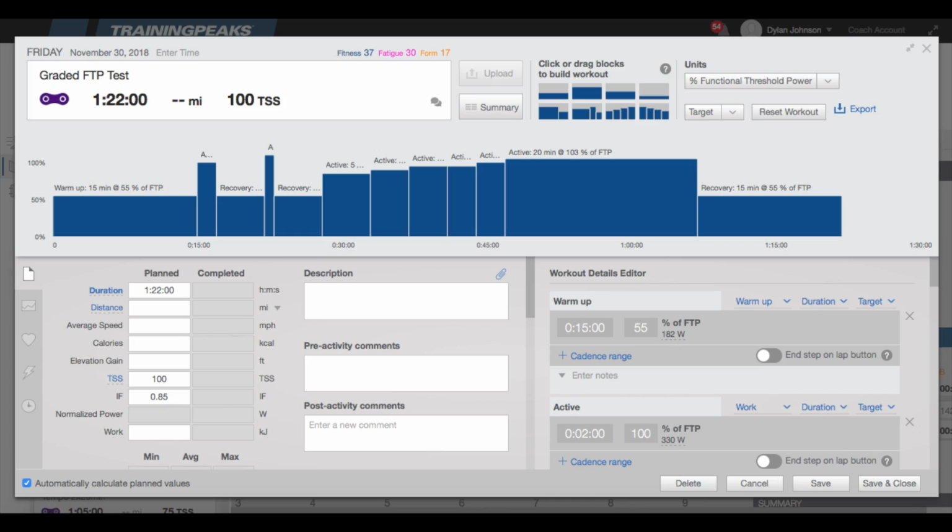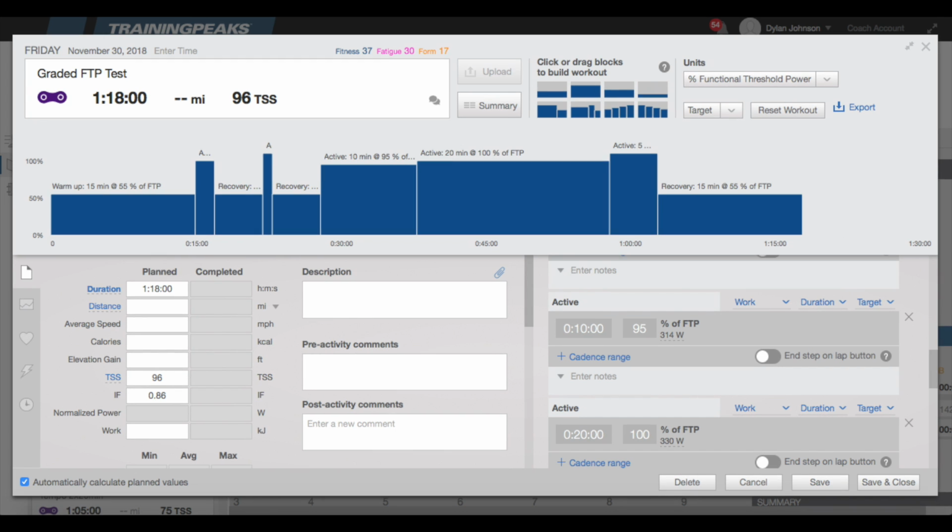Well, like I said, there are a bunch of different methods, and since this is relatively new territory for FTP testing, coaches and athletes are still determining what the best method is. One example of a graded test might be to start at tempo and increase your intensity every 3 to 5 minutes for about 20 minutes until you are around what you predict your FTP to be, and ride all out for 20 minutes after that.